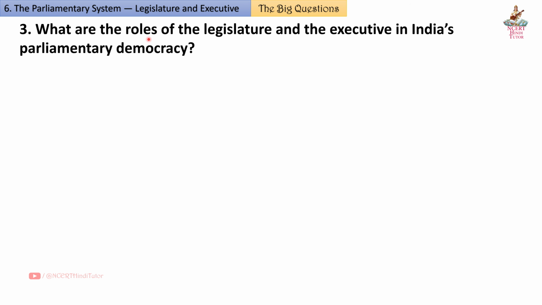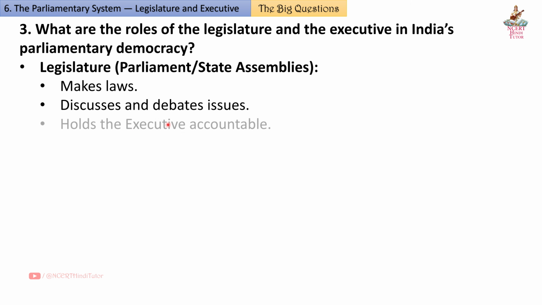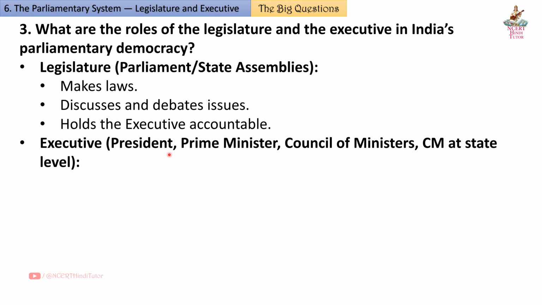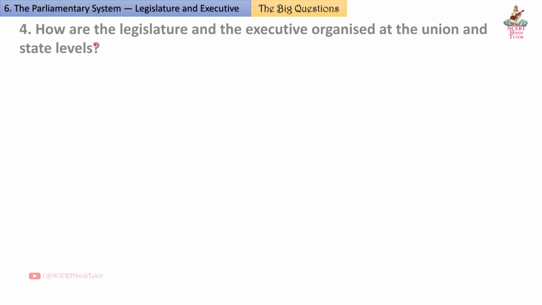Question 3. What are the roles of the legislative and the executive in India's parliamentary democracy? Answer. Legislature, Parliament, state assemblies, makes laws, discusses and debates issues, holds the executive accountable. Next, executive, President, Prime Minister, Council of Ministers, CM at state level, implements and enforces laws, runs the day-to-day administration, frames and executes policies.